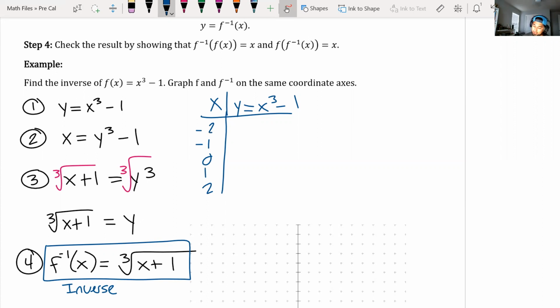Now let's take these x values and plug them in. If you plug in -2, -2 cubed is -8, and -8 minus 1 gives me -9. Then if you plug in -1, -1 cubed is -1, and -1 minus 1 gives me -2. Plug in 0, you get -1. Plug in 1, you get 0. And then plug in 2, you get 7. So let's go ahead and plot that first.